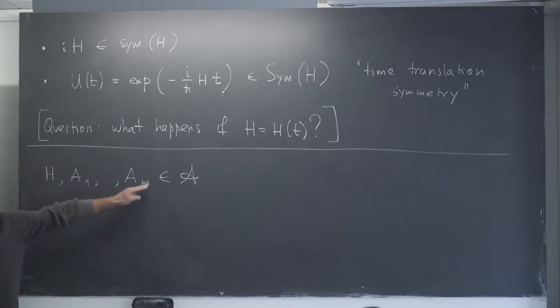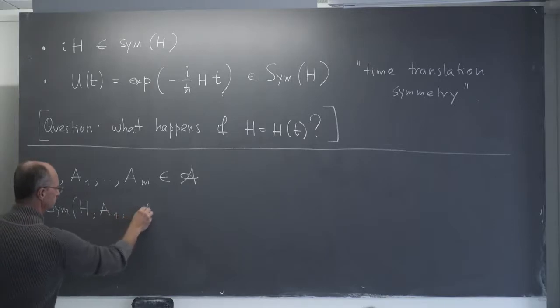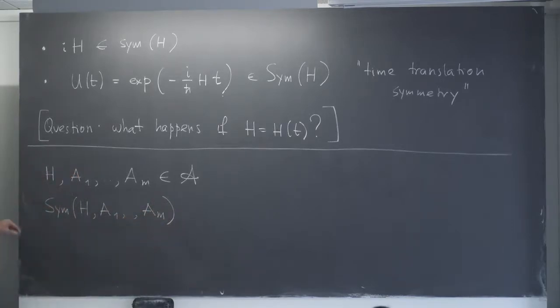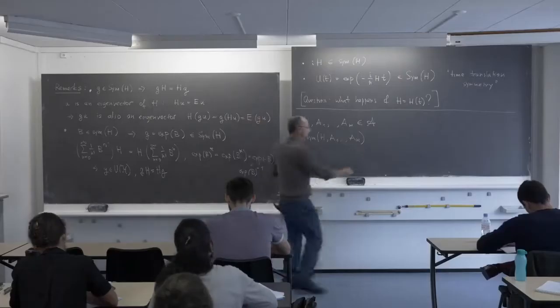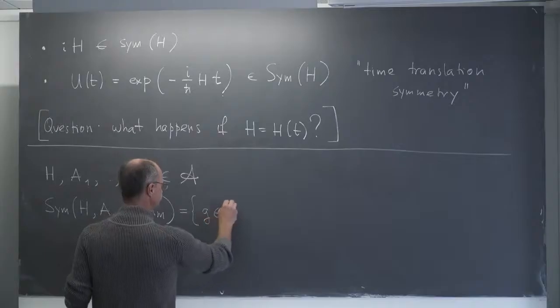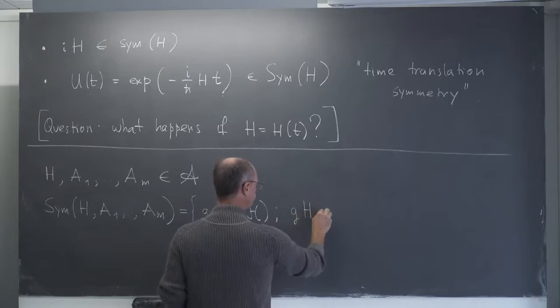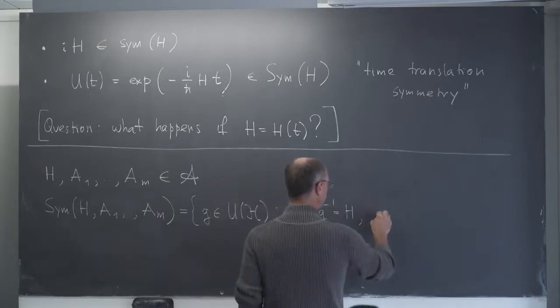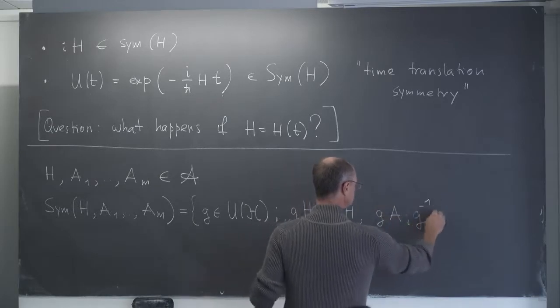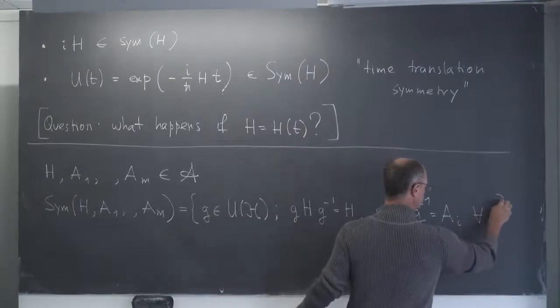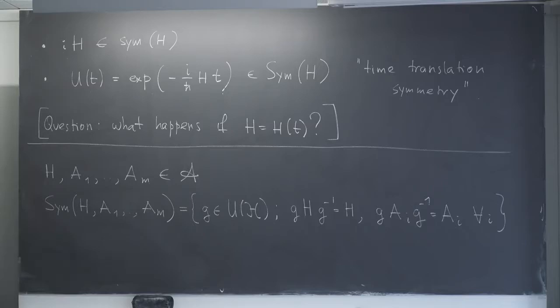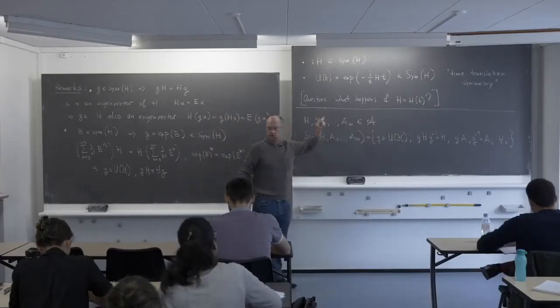Let me add to the Hamiltonian some number of other observables, let's say A1, ..., AM. So then, in principle, nobody forbids me to ask for a symmetry for the whole system. So the definition is obvious. I'm simply asking for the Hamiltonian and for all observables to be conjugated to themselves. So that's a perfectly valid definition.